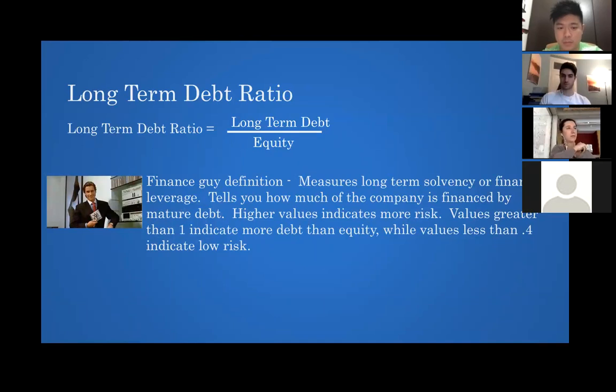And theoretically, higher values indicate more risk, right? So let's put that a little bit to the test. The range that the industry gives us is that anything more than 1 is high risk, and anything less than 0.4 is supposed to be great, right? So let's take a look at that. Next slide.